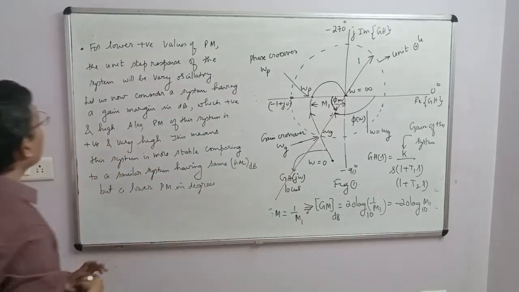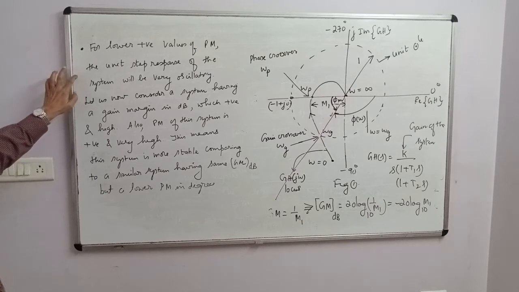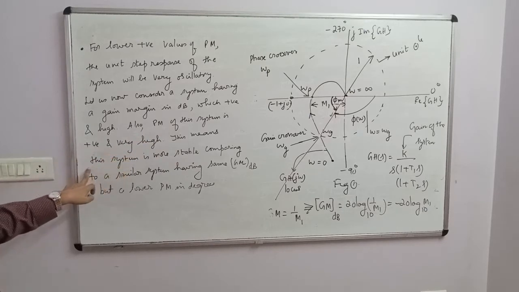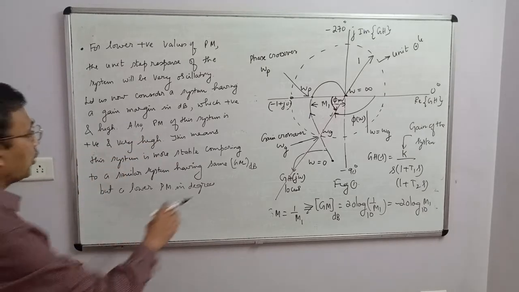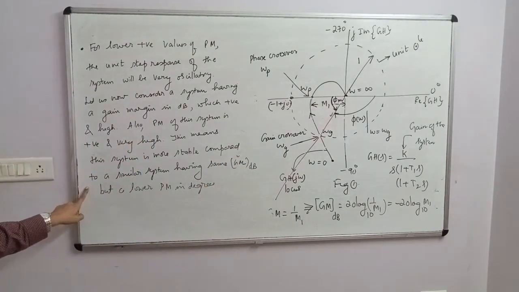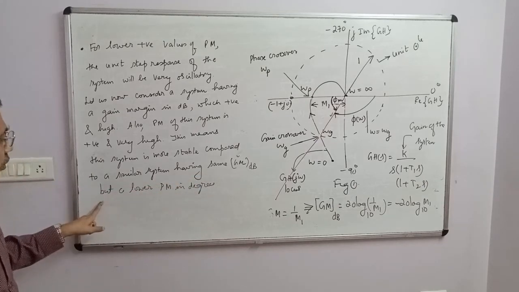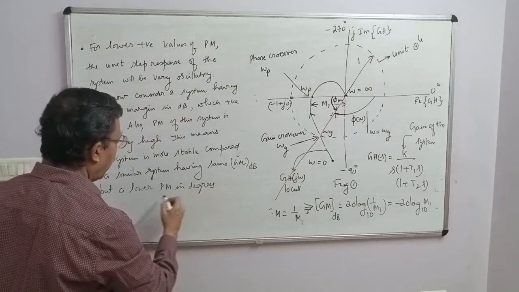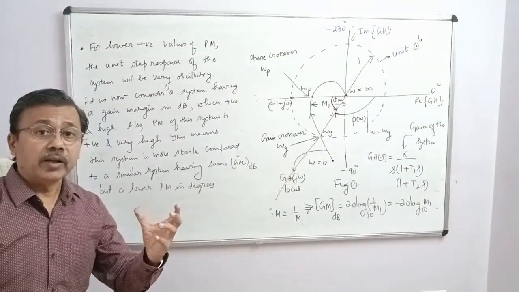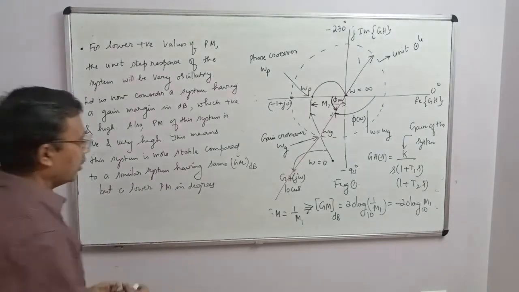Gain margin in dB. What I have written is that for lower positive values of PM, the unit step response of the system will be very oscillatory. Let us now consider a system having a gain margin in dB which is positive and high. Also the phase margin in the system is positive and very high. This means the system is more stable compared to a similar system having the same gain margin in decibels but a lower phase margin in degrees. Therefore, phase margin plays a very vital role in defining relative stability of a system.